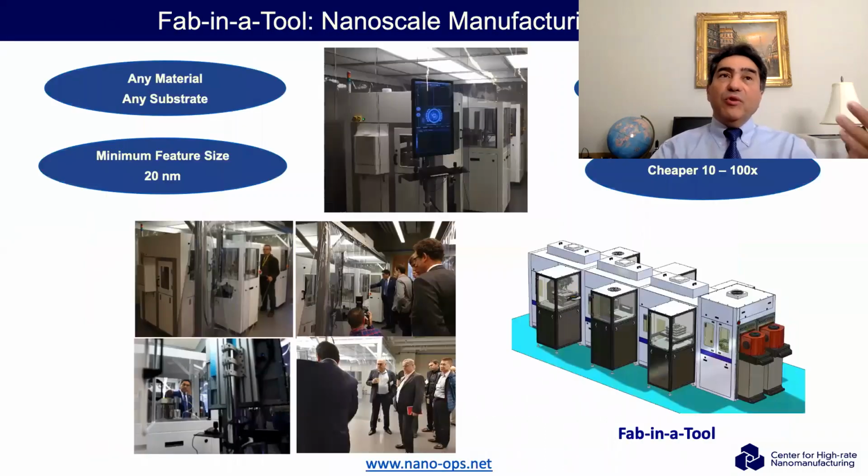So basically, with this tool you can do any material or any substrate. We didn't try every material, but we tried a lot of materials. Minimum feature size is 20 nanometer. That actually is, if you have lithography that does that, the tool that we have here can go down to 600 nanometers with alignment at 600 nanometers. It's very inexpensive compared to conventional fabrications, about 10 to 100x. High throughput is about 10 to 100x faster.